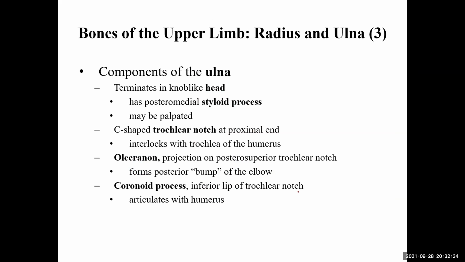All right, so when we're talking about the proximal end of the ulna, you are going to see a couple of structures. You are going to see the olecranon, the coronoid process, and the trochlear notch. All of those are located at the proximal end by your elbow. All right, we'll get into that. At the other end, the distal end, you are going to see the head of the ulna and the styloid process.